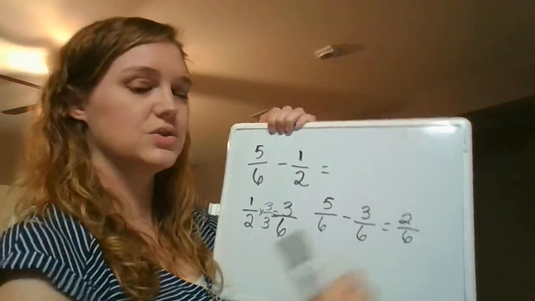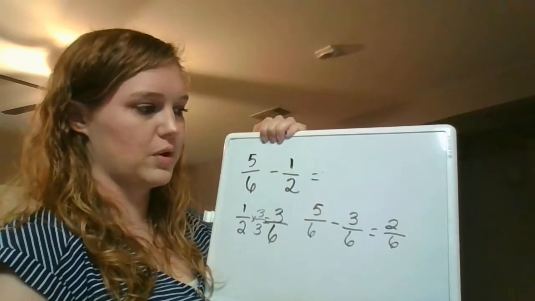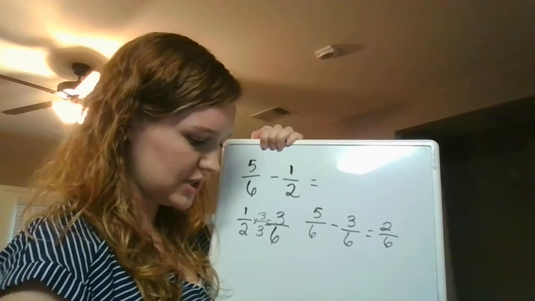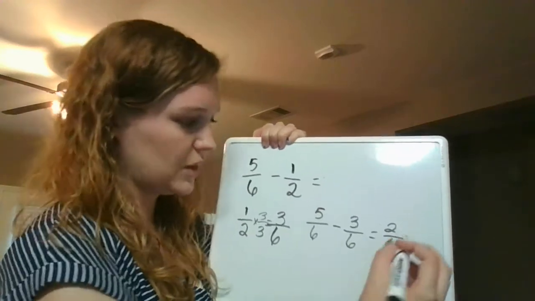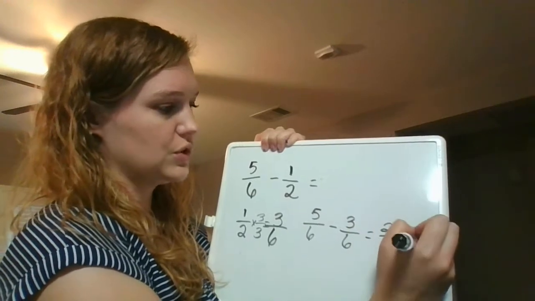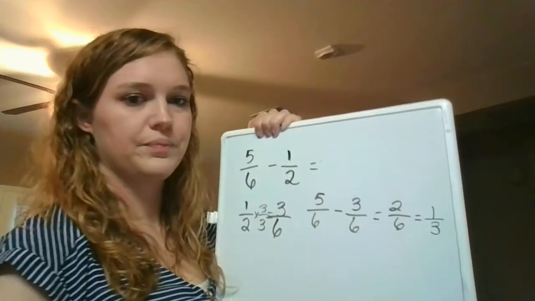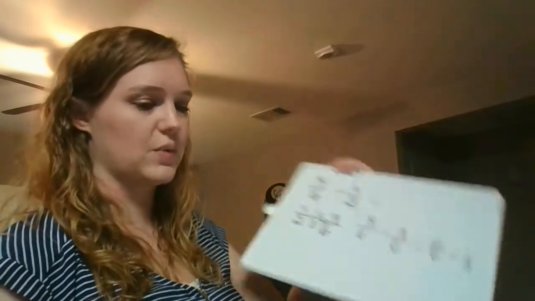But now we look at 2/6, that can be reduced. It's not in its simplest form. So I'm going to reduce it to 1/3, because if I divide 6 by 2, I get 3, and 2 divided by 2 equals 1. And there you go. That's how we add and subtract fractions with different denominators.